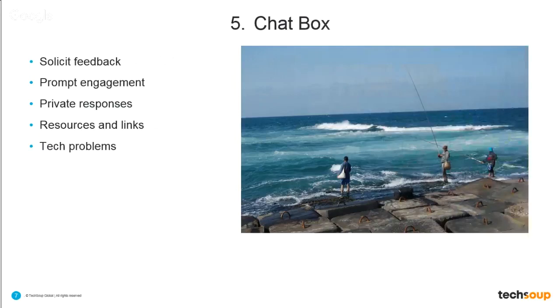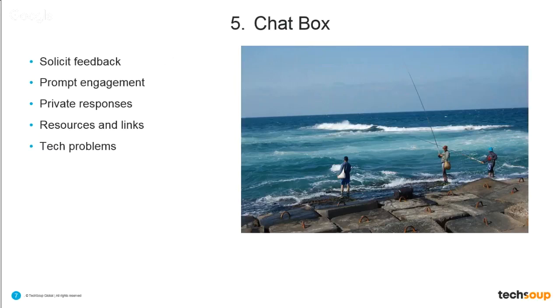Fifth way to encourage engagement is the chat box. And we do have a handout that we've chatted out to you, and Alicia's going to chat it again. But different things that you can do in the chat box. You can solicit feedback. Hey, our presenter just talked about digital security. How do you feel about this particular topic? There's ways to solicit feedback in the chat box that prompt engagement.